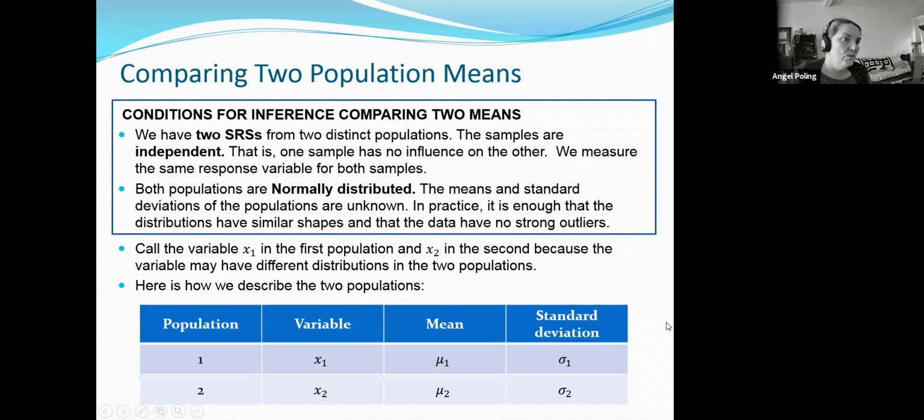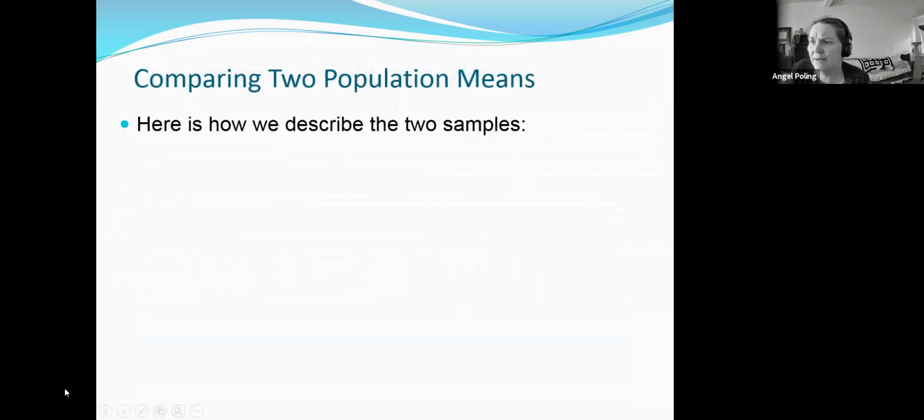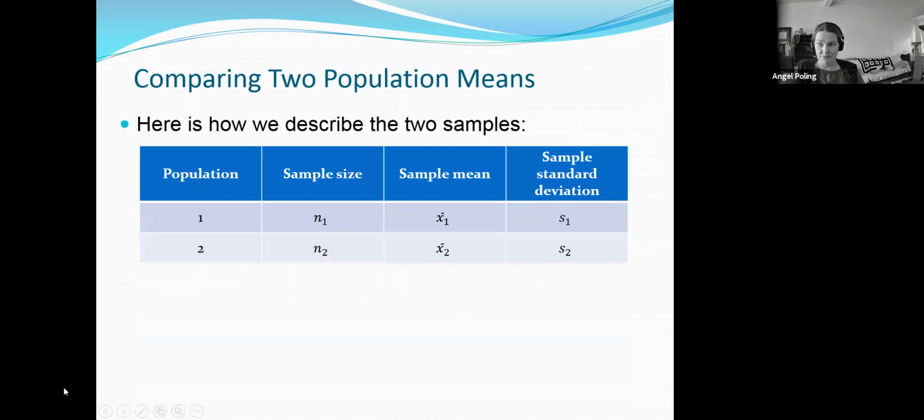So we don't know any of this, right? Like our variables, what we're looking at, but we're going to end up with a sample that gives us a sample mean, right? So at some point we will have an x bar sub 1, but not right now. Okay, so comparing two population means, here's how we describe the two samples. So here's our x bar, right? It's a little tiny bar in these slides, but there it is.